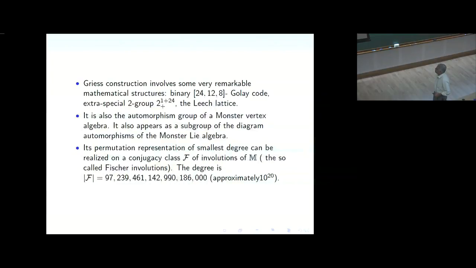Its permutation representation of smallest degree can be realized on a conjugacy class. The monster has two conjugacy classes of involutions. One is called Conway involutions and another is Fischer involutions. The action of this group on this conjugacy class of involutions actually led Norton to show that there exists a complex representation of that dimension, 196,883.